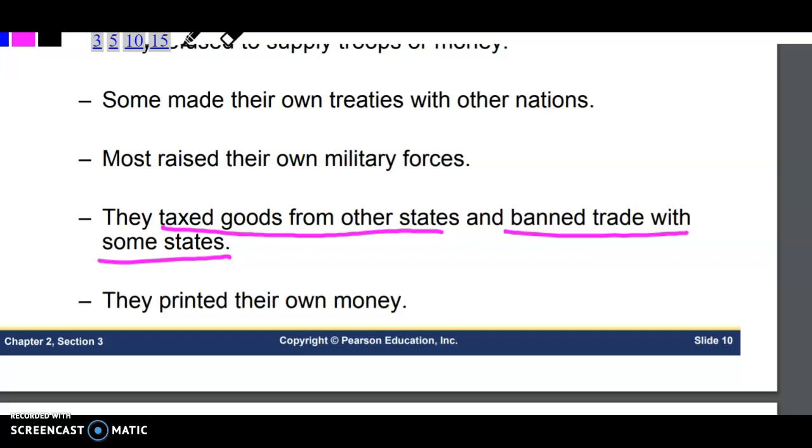They also began to print their own money, each state. Why is that a problem? Well, if I have money in Virginia, I can't spend it in Maryland. I can't spend it in Georgia. I can only spend Virginia money in Virginia. There was no national money system, so that created, obviously, a problem.